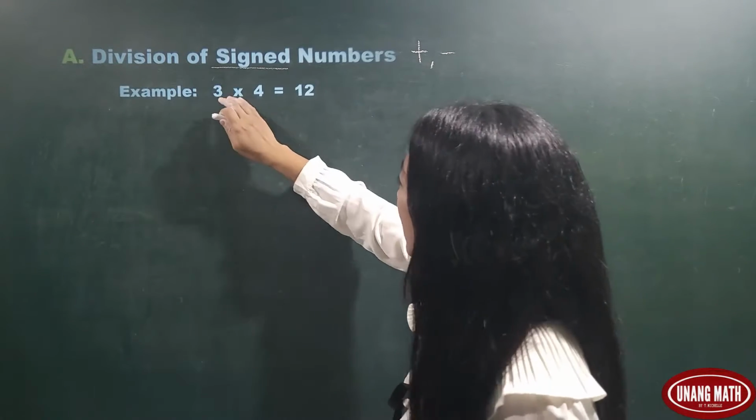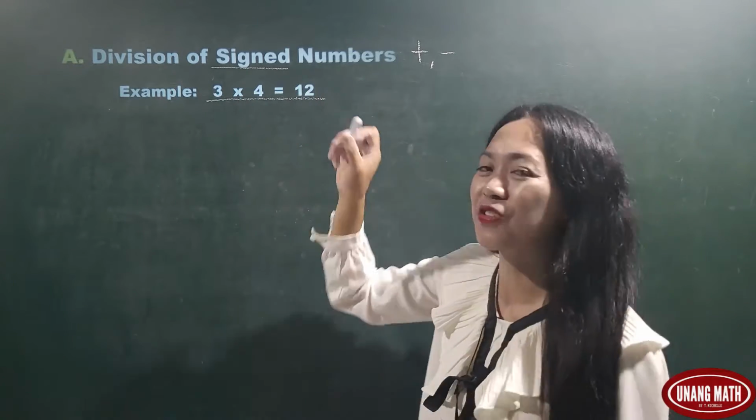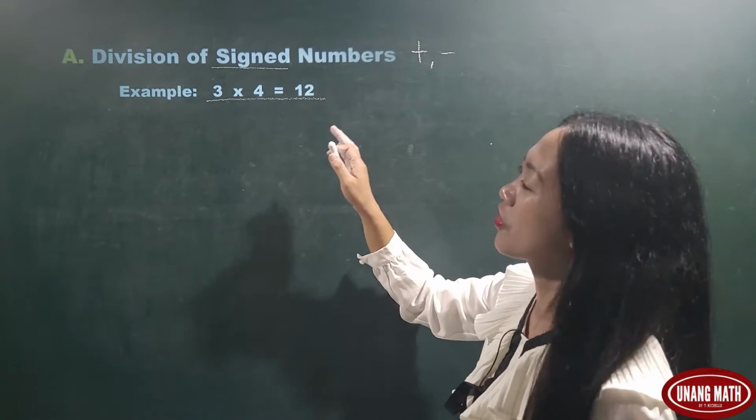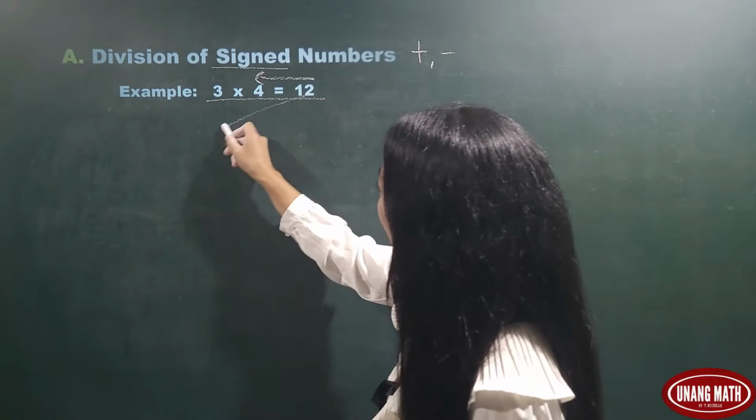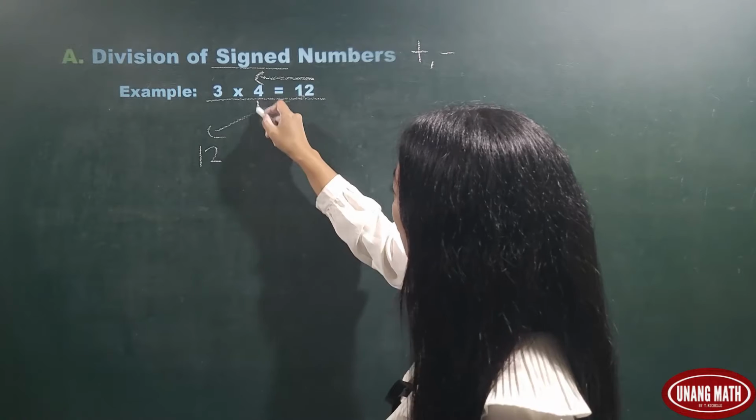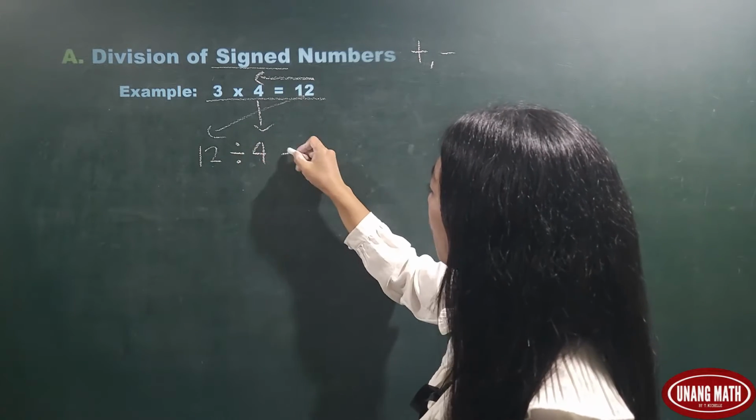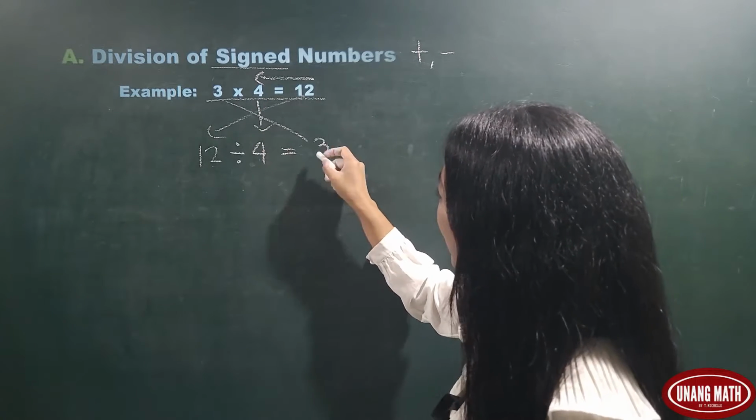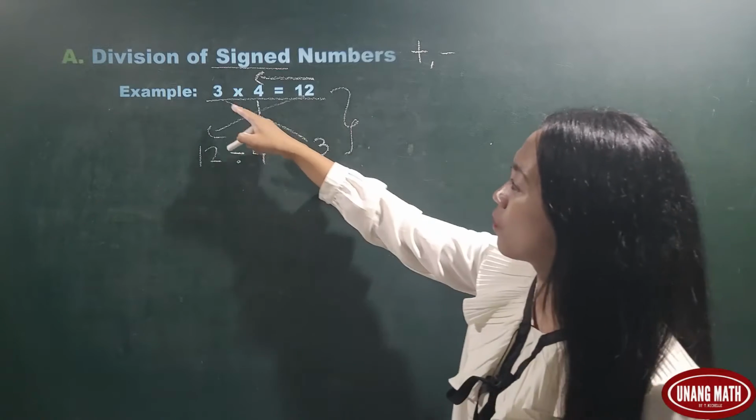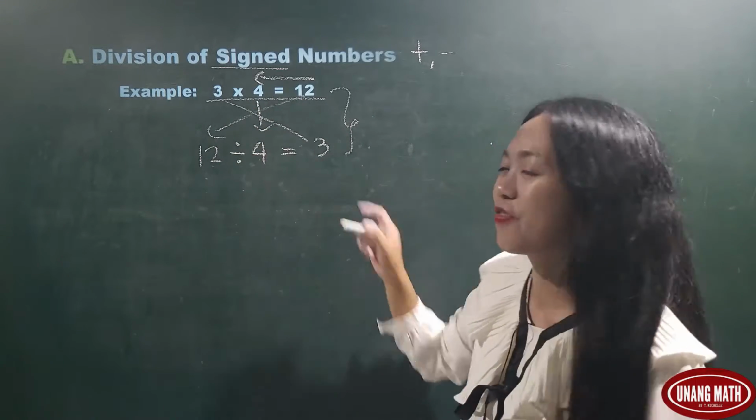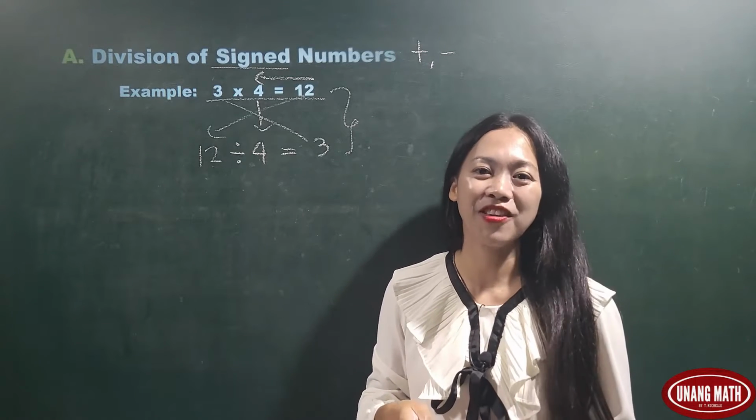Example, 3 times 4 equals 12. This is a multiplication sentence. To write the division sentence, we need to read it opposite. So 12 is our dividend, 4 is our divisor. 12 divided by 4, the answer or quotient is 3. This is the relationship between multiplication and division. They are each other's opposite or inverse operation.